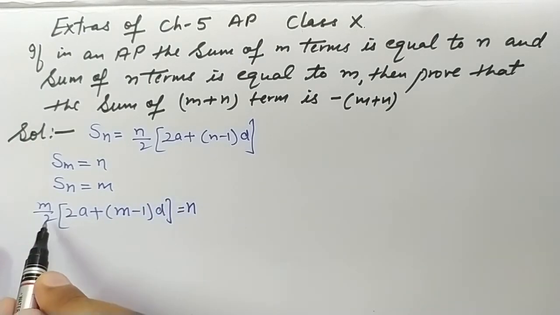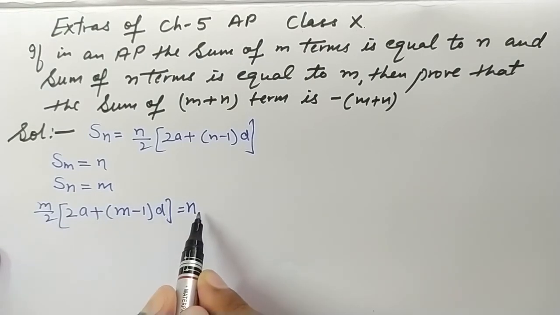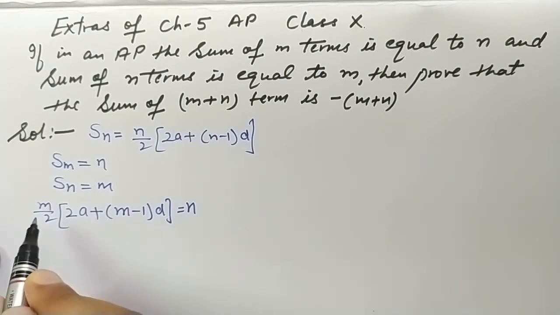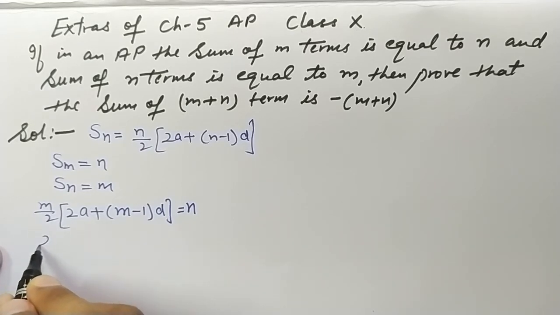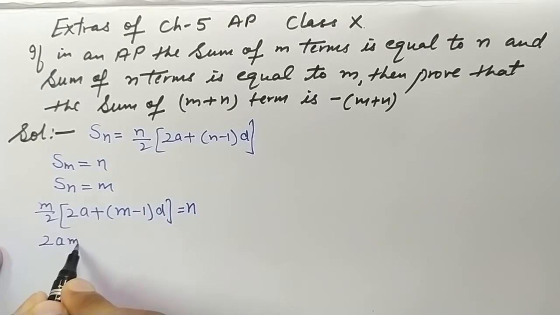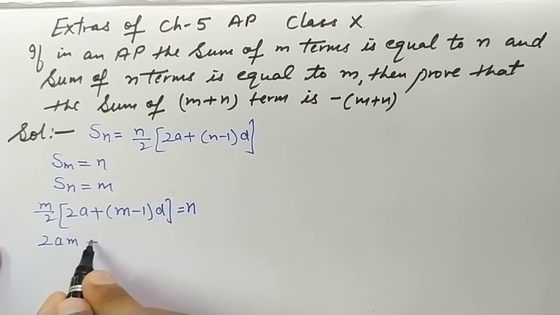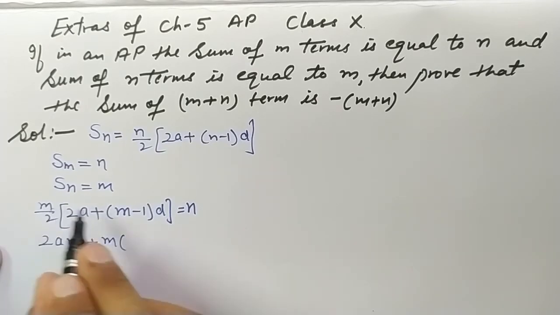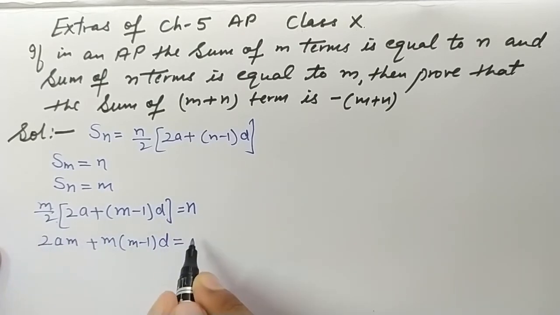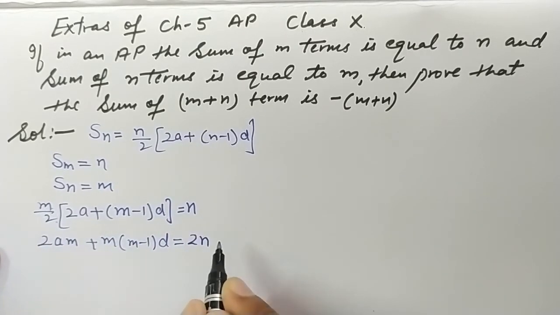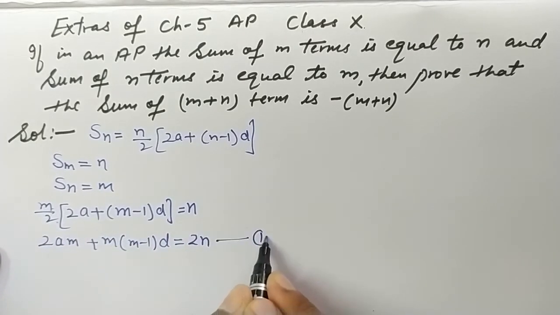So from here, if I multiply this to the right hand side, it becomes 2n here, and with m I multiply inside. So inside is 2am, plus m into m minus 1 into d, and this 2 will go to the right hand side and becomes 2n. Suppose this is equation number 1.